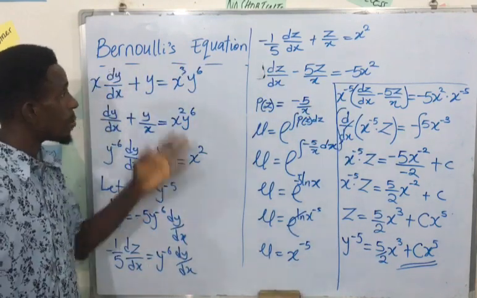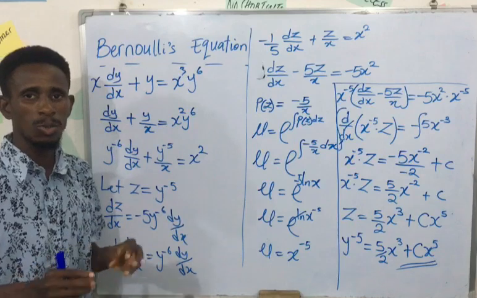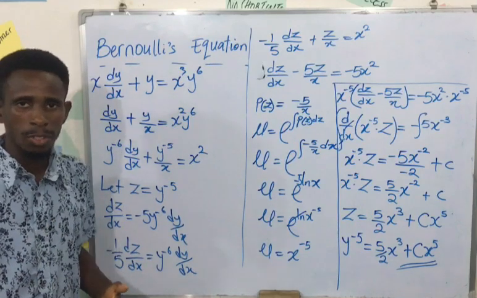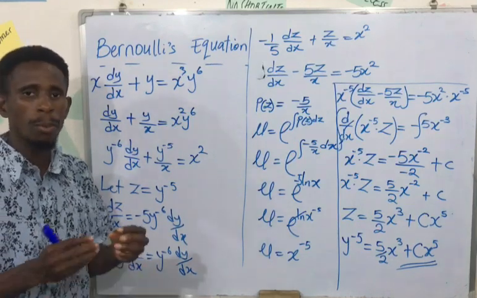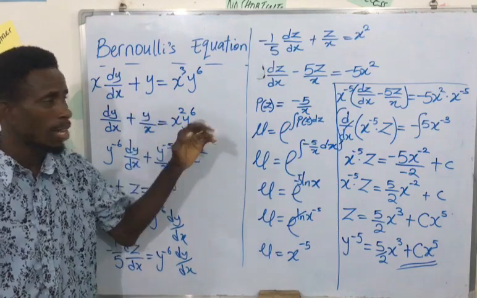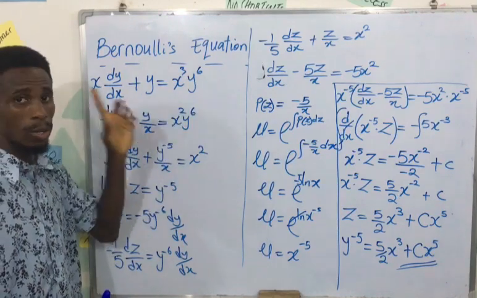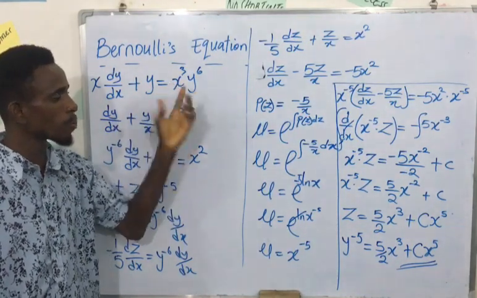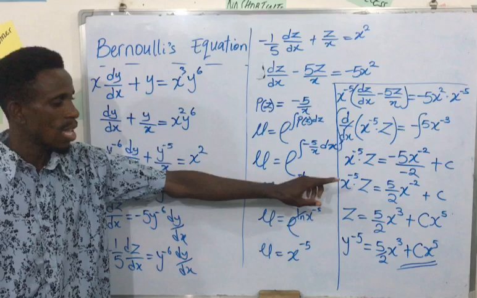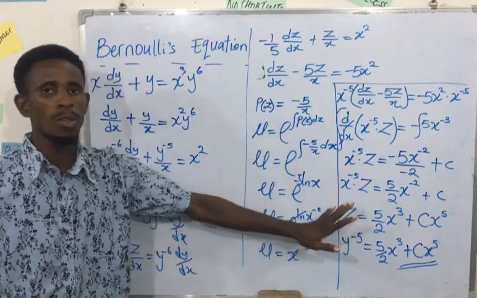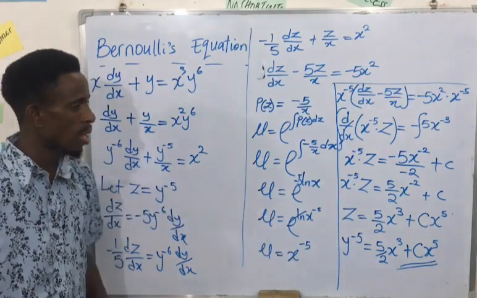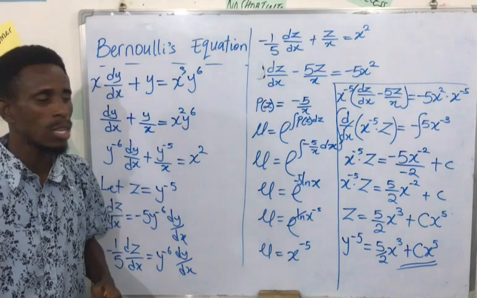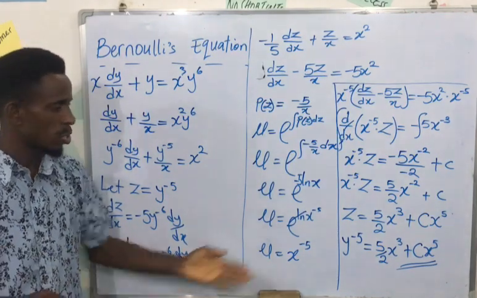So you see, in Bernoulli you have to express it first to linear, then look for the integrating factor, and use the integrating factor to multiply all through the linear, not the Bernoulli's equation. You use it to multiply the linear that you have gotten from the Bernoulli. Do that, and when you finish, you just do your substitution, and you are going to get the answer that you are desiring to get. So by the end of the day, this is what you're going to have.